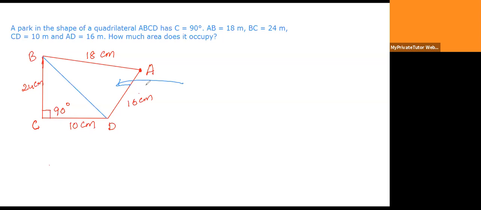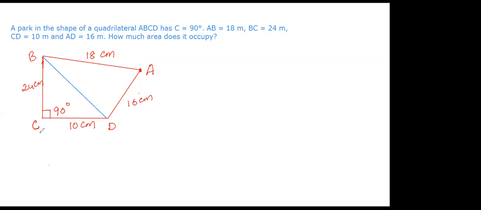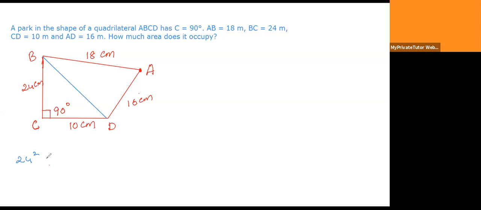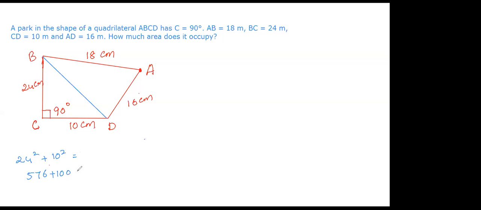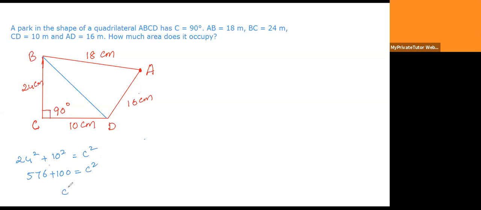This looks like a type of triangle. It may be isosceles? It can't be isosceles. It must be scalene, as you see the different lengths. So we must find this length first. Please use the Pythagoras theorem and find this length. 26. Let me have a look at that, Joseph. So 24 square plus 10 square. What is 24 square? 576. Okay, 576 plus 100 equals C square. C square equals 676. Are you sure about the 676 square root? Very nice. So you said 26. I hope, Anna, you got that?